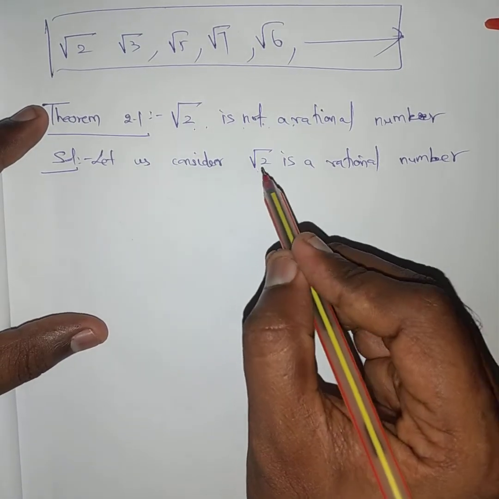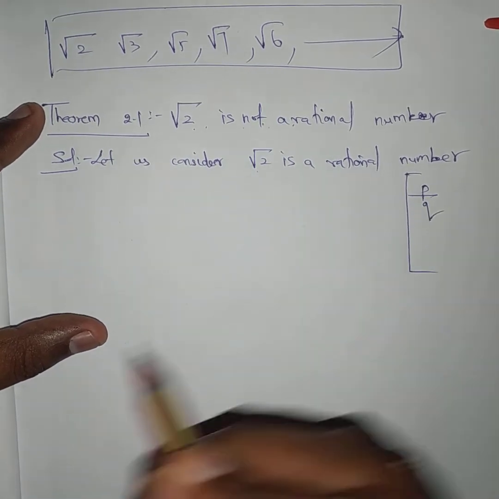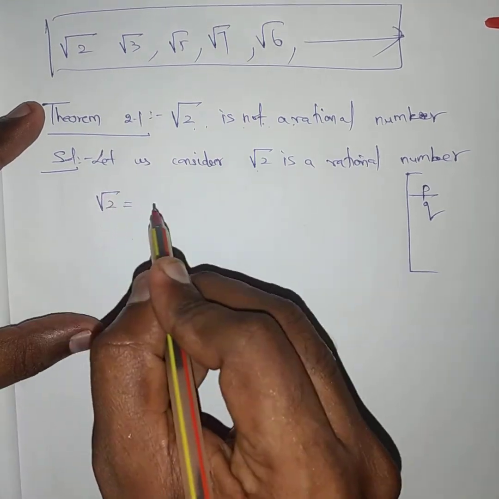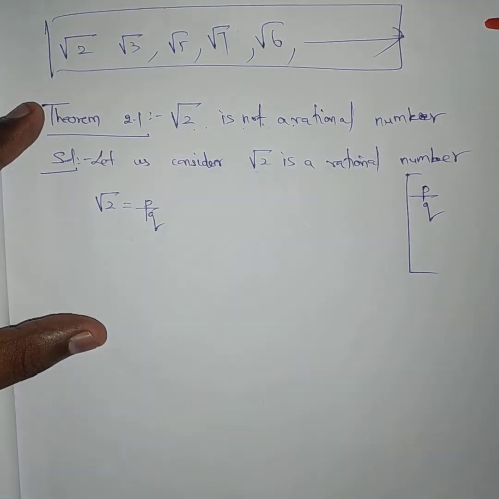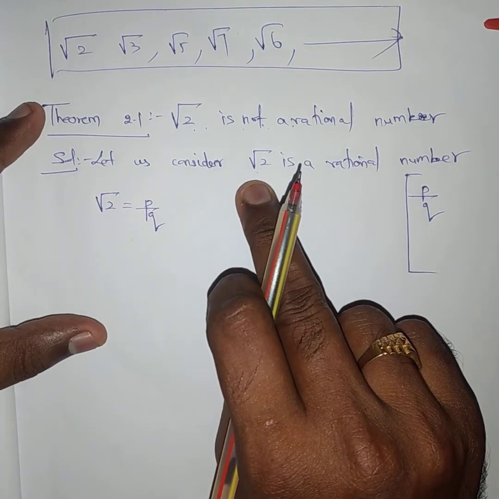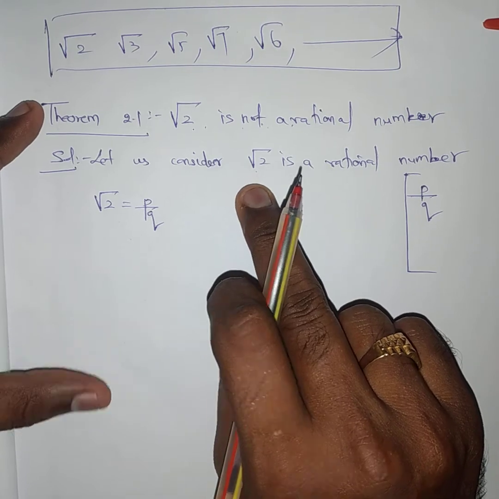Any rational number is of the form p by q. So square root of 2 is equal to p by q. Since I have assumed square root of 2 is a rational number, it must be in the form of p by q.